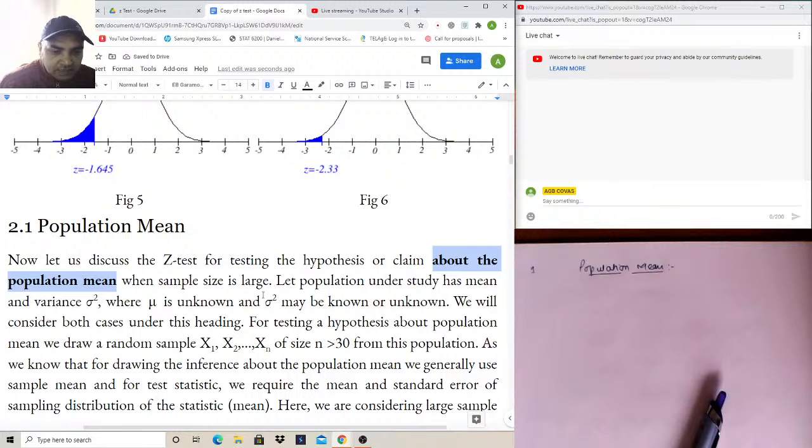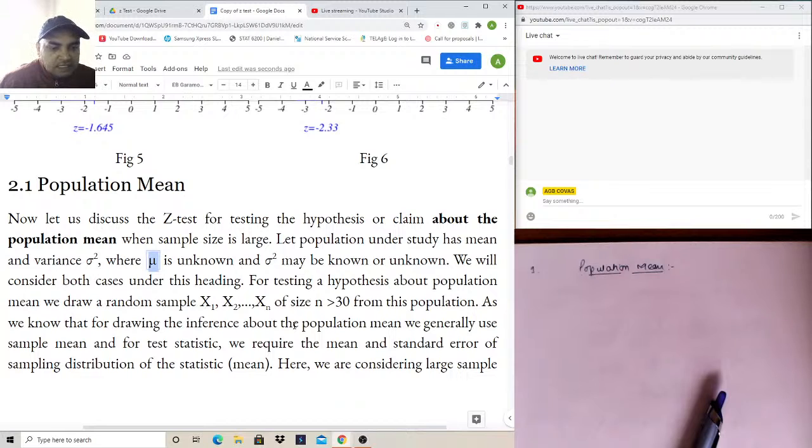When the sample size is large, of course, when it is greater than 30, let the population under study have mean mu and variance sigma square, where mu is unknown, meaning we don't know the population mean, and sigma square may be known or may be unknown. That is, you might know the variance or may not know the variance. So we will consider both the cases under this heading.